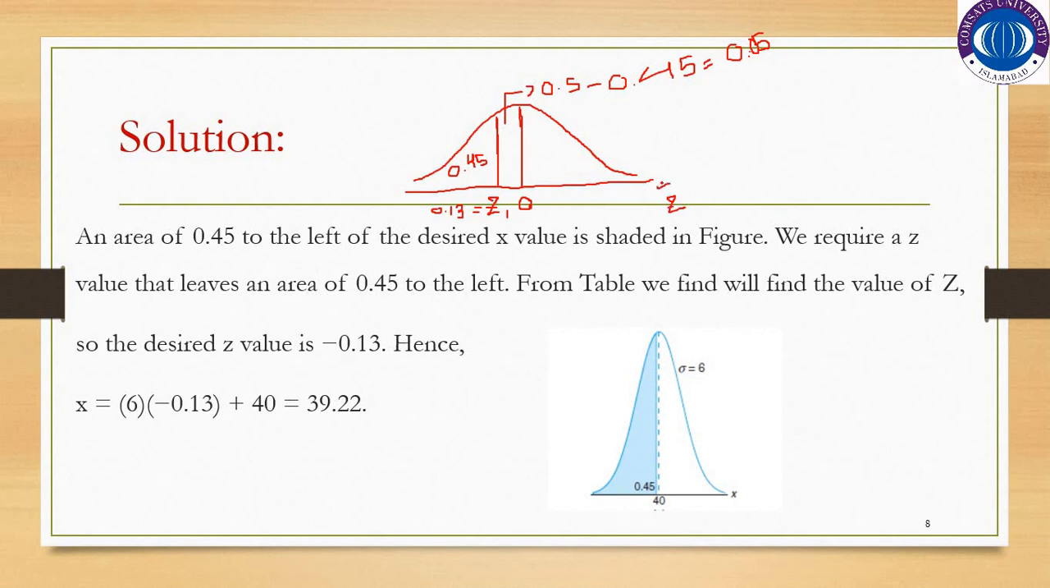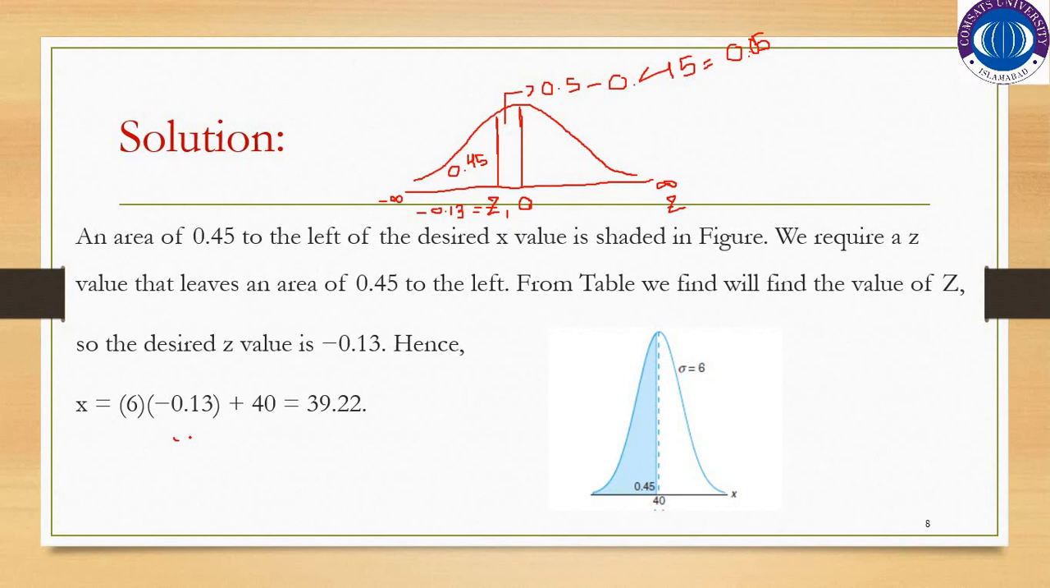This one is plus infinity, this one is minus infinity. So all the values beyond this value 0 should be negative and above this should be positive. So this should be minus 0.13. So the value of the random variable Z is minus 0.13.